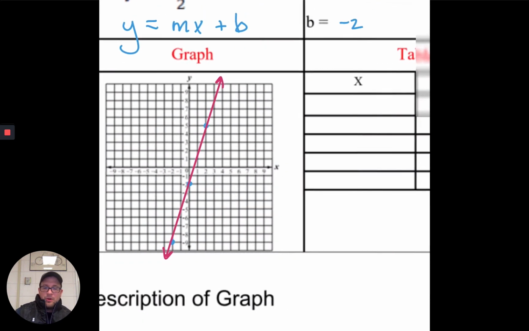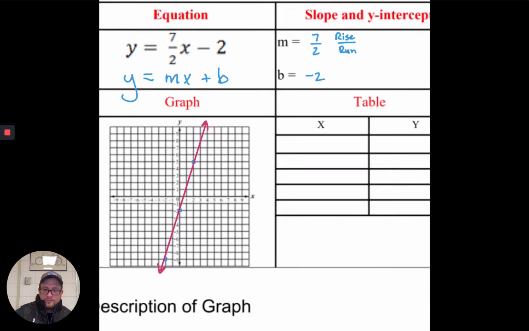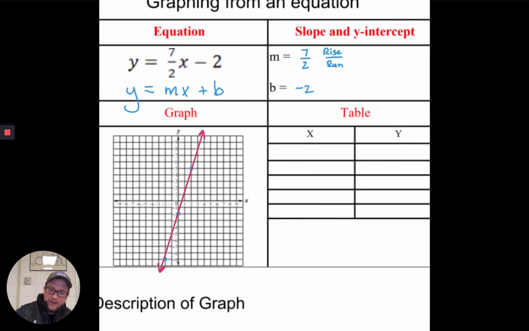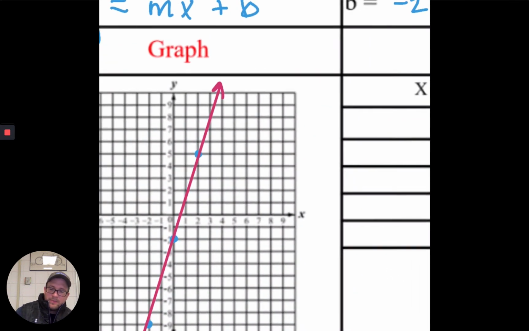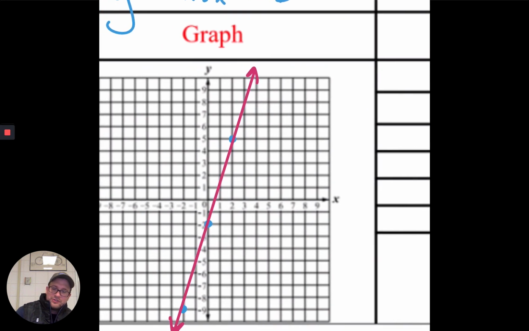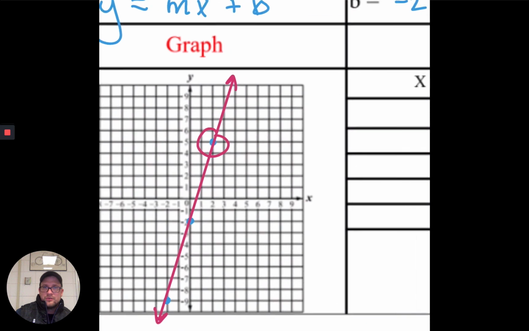Now, the last part of what we're doing today, this is it, is you just need to sit there and make a table for this. So to make a table, we're just going to use the points that we know the graph goes through. That was the point, what? 2, 5.